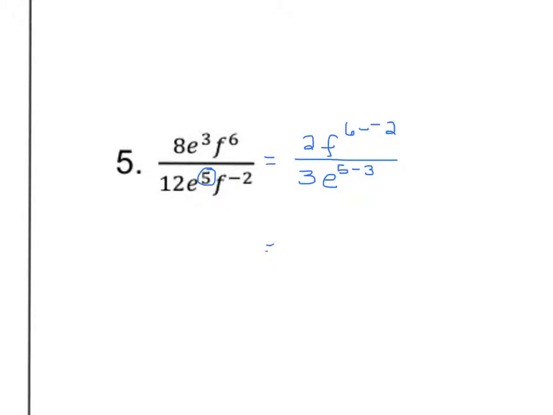So as I go through and clean this up, I get f to the, notice this double negative is going to be positive, so that's f to the 8th. And in the denominator, 5 minus 3 is 2. And there is my simplest form.